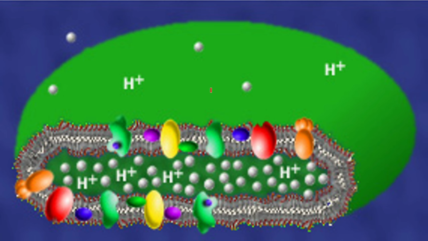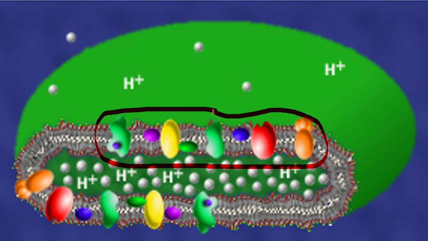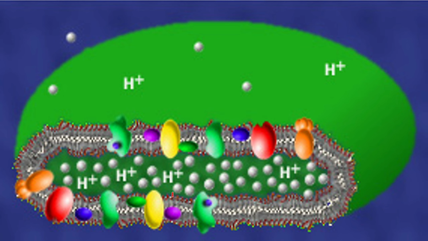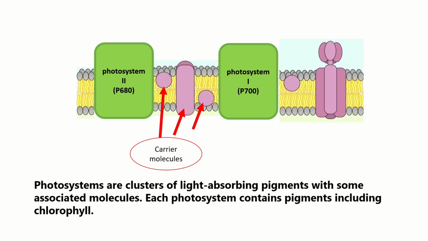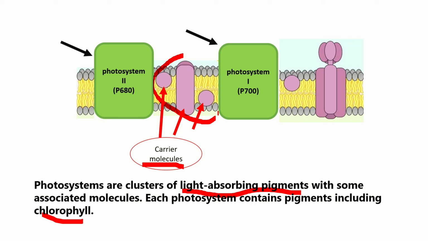Now, let's have a closer look at the thylakoid membrane. So, we will just focus on this part where the light-dependent reaction occurs. We have here the photosystems. Photosystems are light-absorbing pigments. And each photosystem contains pigments, including the chlorophyll. So their main function is to absorb the light. Okay? And we have here also the carrier molecules or the electron transport chain. This is where the electron passes from one photosystem to another photosystem.